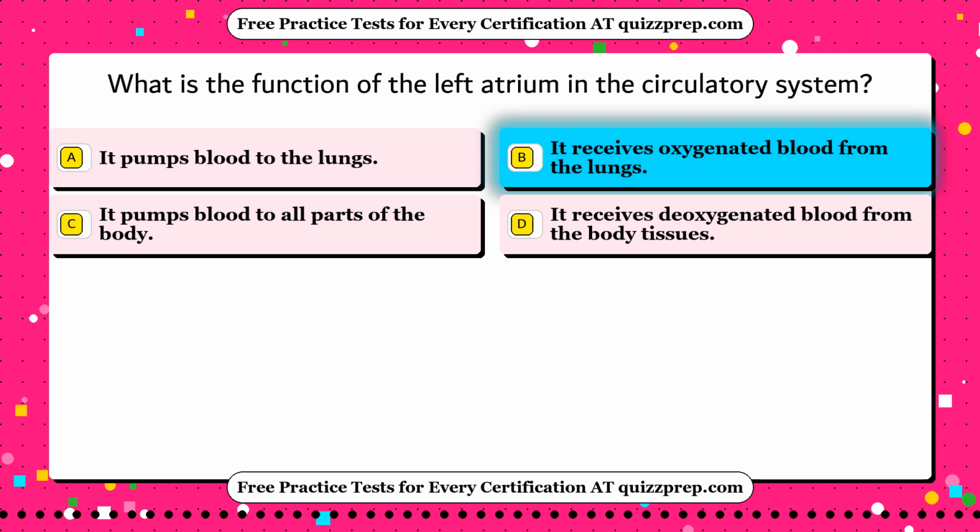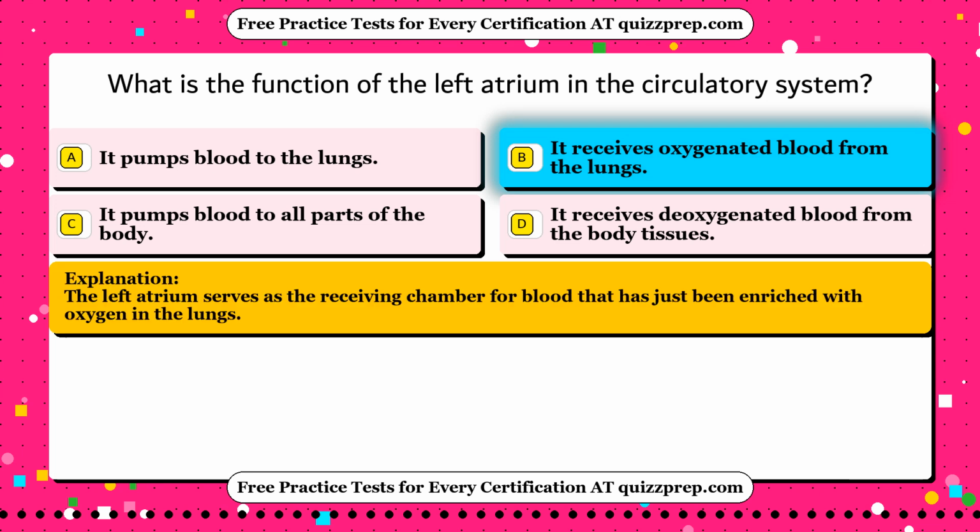The correct answer is option B. It receives oxygenated blood from the lungs. The left atrium serves as the receiving chamber for blood that has just been enriched with oxygen in the lungs.